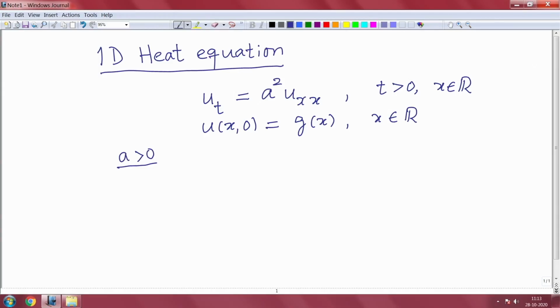So, physically this represents the evolution of temperature in an infinite rod. Though not physically meaningful, we will see that just like the wave equation, this also helps us in analyzing later the temperature evolution in a finite rod.